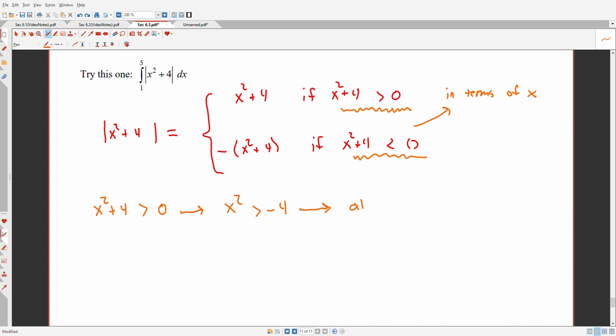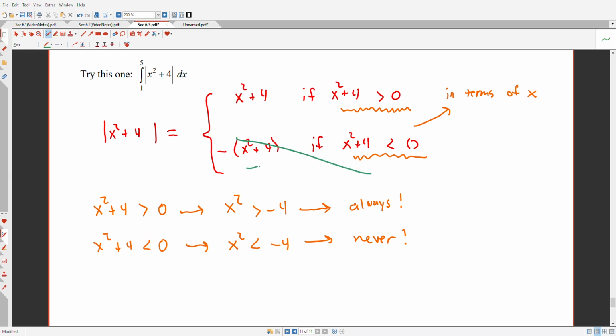Can't spell always. Whenever you take the square of a real number, you get something bigger than negative 4. Let's look at that second condition and see if we can rewrite it in terms of x. When is x squared plus 4 negative? That is, when is x squared less than negative 4? Never.